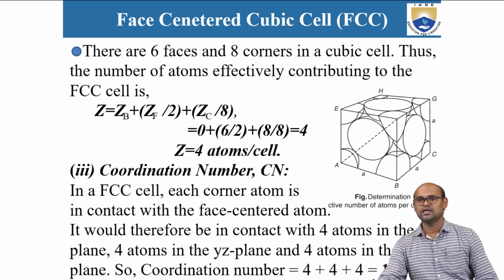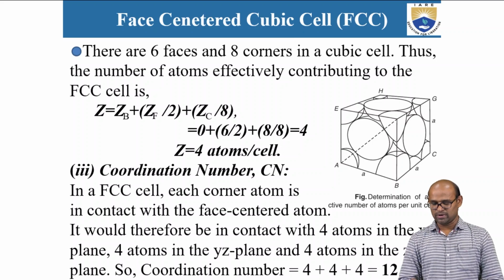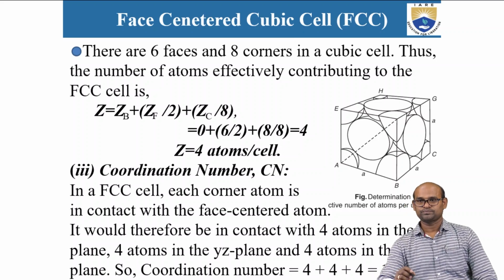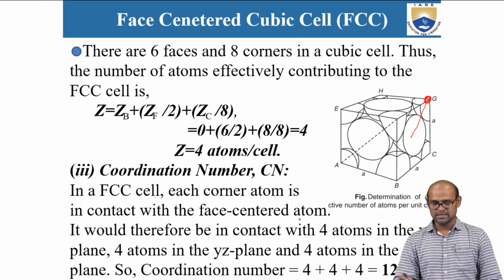So in the FCC unit cell, each corner atom is in contact with the face center atoms, and it would therefore be in contact with 4 atoms in the XY plane, 4 atoms in the YZ plane, and 4 atoms in the ZX plane. So the coordination number is 4 plus 4 plus 4. So that is 12. So what we are saying is that each corner atom is in contact with the face center atoms. So if we have a corner atom, so this is the corner atom, and this corner atom is in contact with the face center atom.